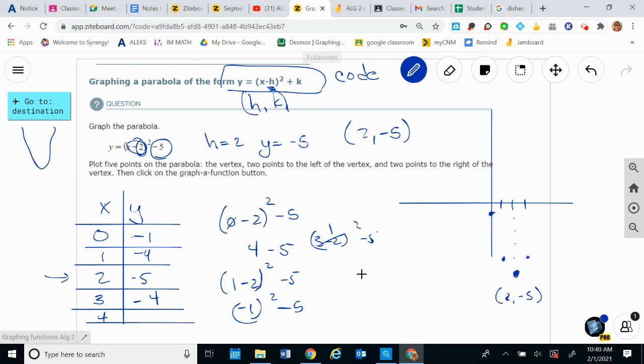And 4 should be negative 1. Let's try it. 4 minus 2 squared minus 5. This is 2. 2 squared is 4. 4 minus 5 is negative 1. Okay, and it works out. Hope you guys got all of that. Now the other notes take off from here. I'm not making them due until Wednesday, just because they really are long notes.